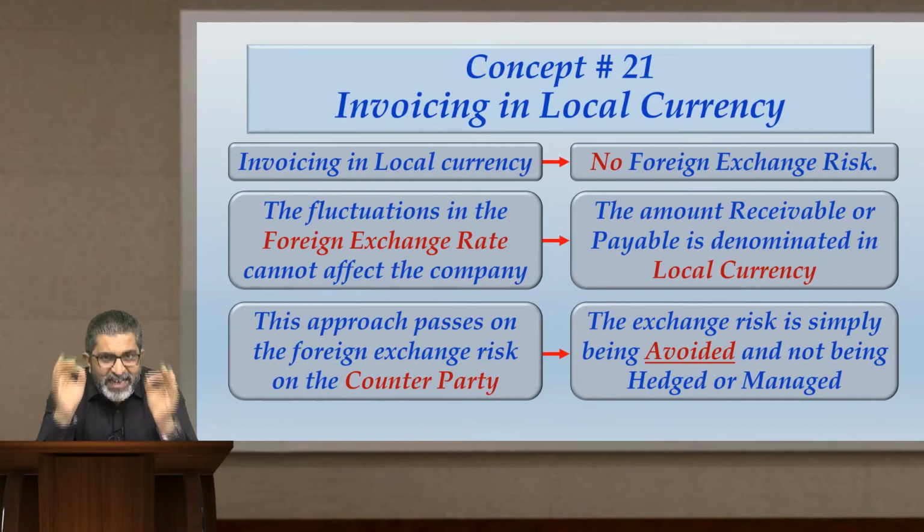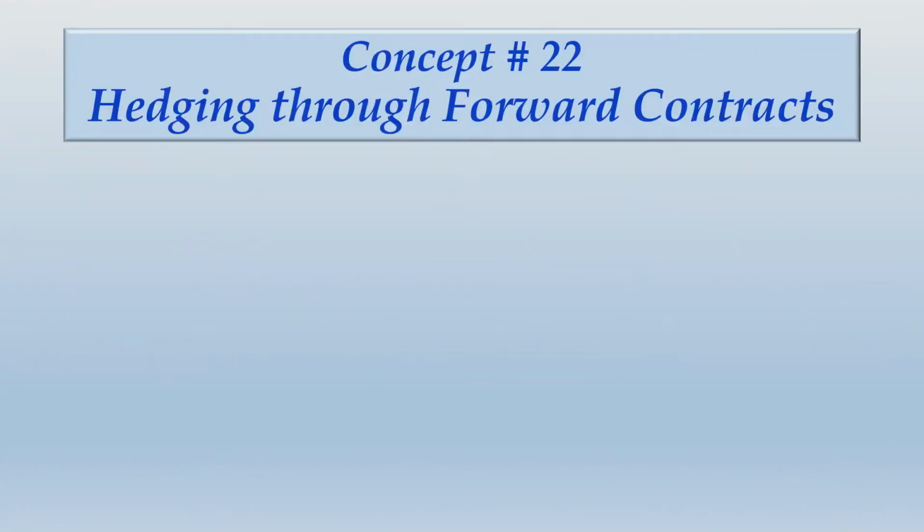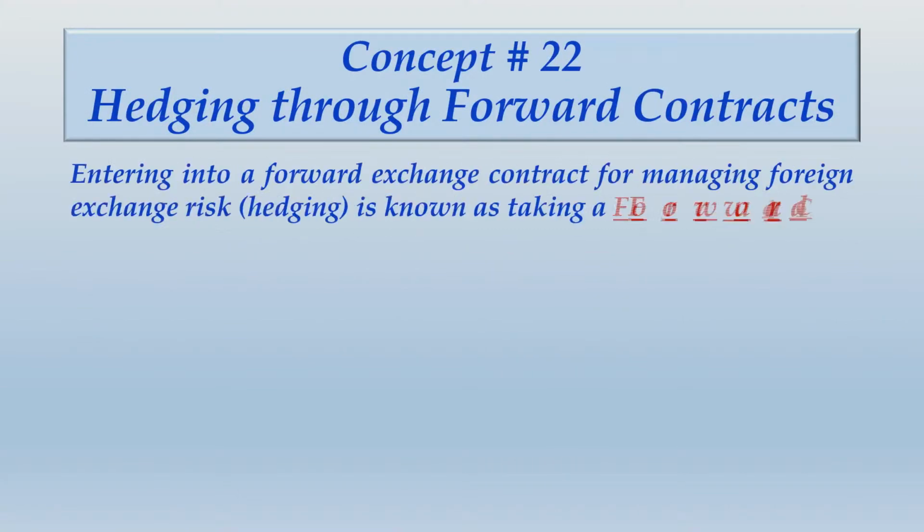So the ideal thing is, don't ever follow the strategy of invoicing in local currency. It will not help you manage the risk, it will push the risk to the counterparty. Fine, then let us move ahead with the next point, hedging through forward contracts. Now this I have explained to you in the earlier concept, but what is further to be discussed over here: entering into a forward exchange contract for managing exchange risk, that is hedging, is known as taking a forward cover.